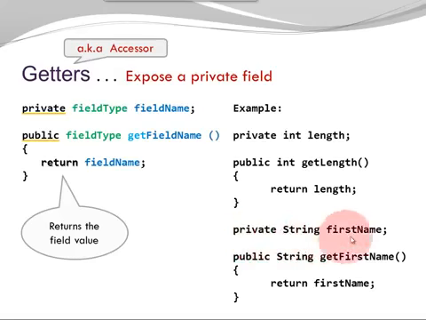Now here is a second example. Private String firstName is the field. Here we have a public String getFirstName as a getter. It exposes the field. It allows other classes to read the value of firstName. Once again, the return type and the field type match. I'm returning the field. Here is my field declaration. Here's my field returned. There's no parameter.